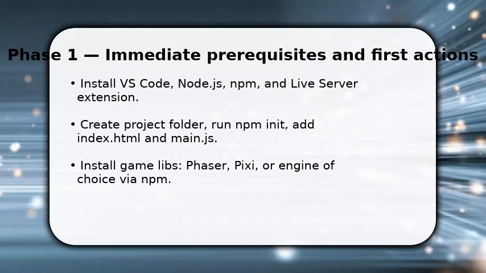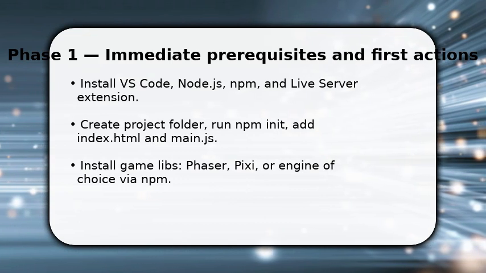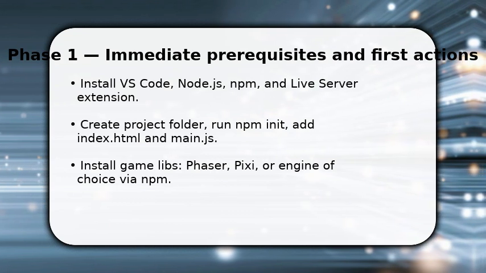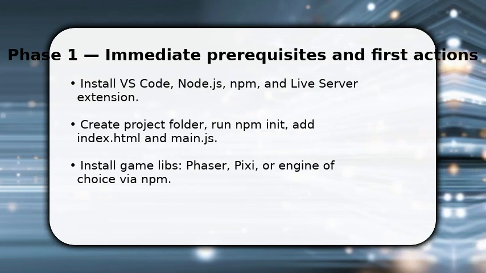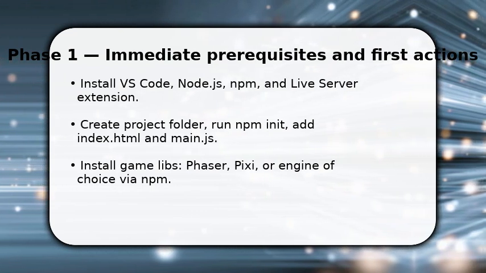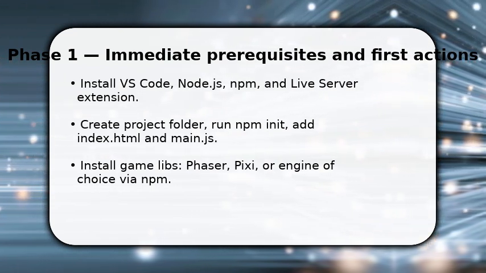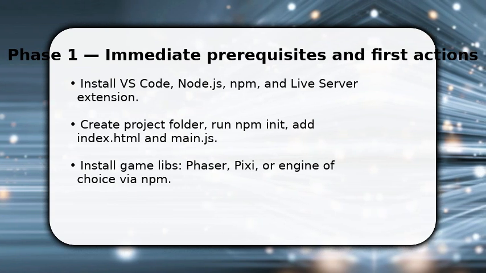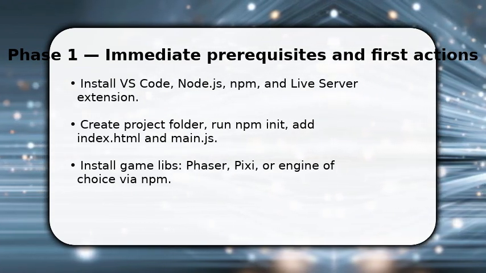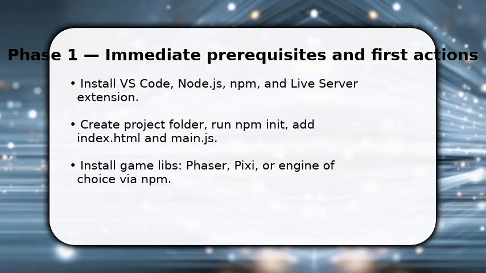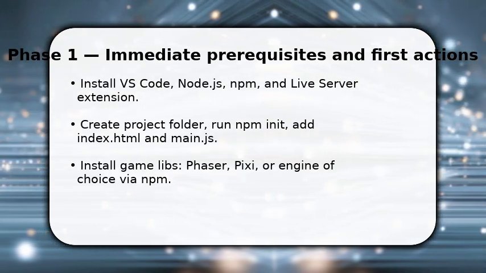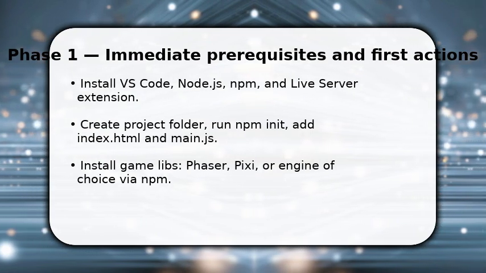You start now by preparing tools and a minimal workspace. Install VS Code and Node.js, then run npm init in your project folder so package.json exists. Once done, add index.html and main.js files and install a game library with npm so you have APIs ready. Make sure to enable live server and the debugger extension. These let you run and step through code quickly. This gets you from 0 files to a runnable dev environment.